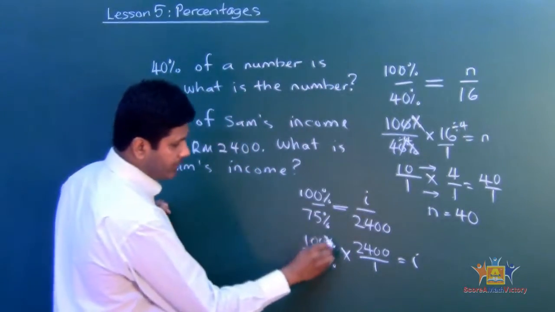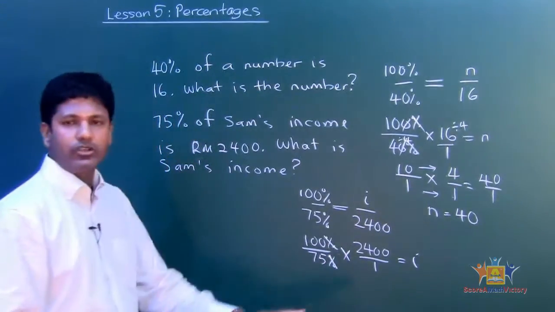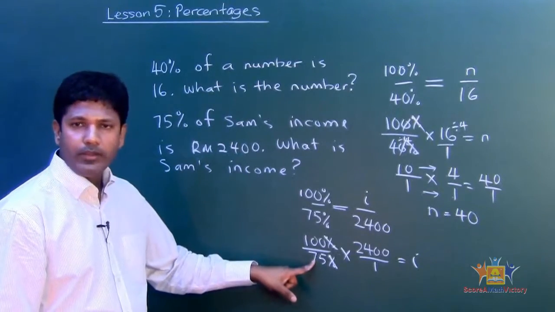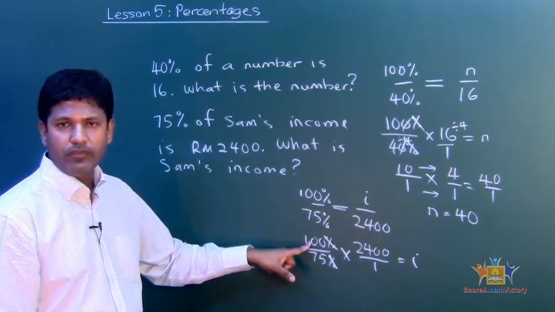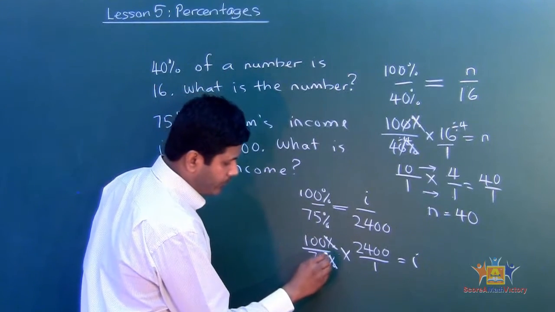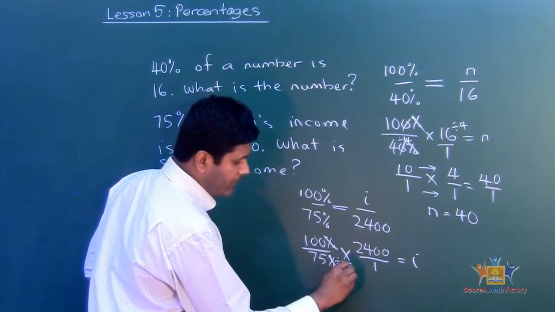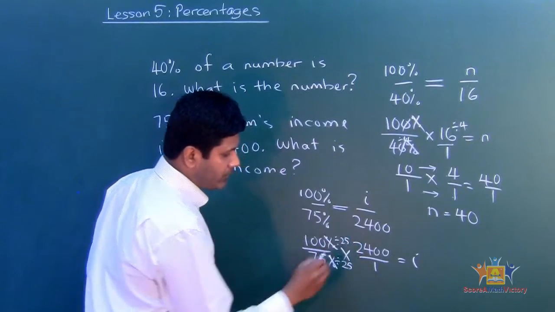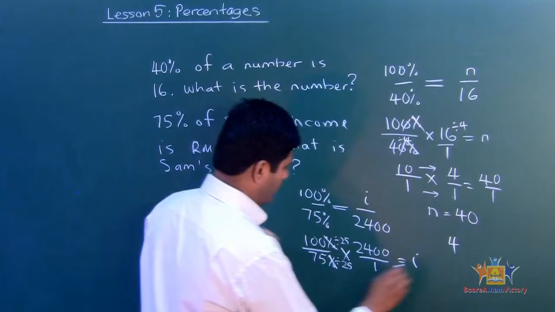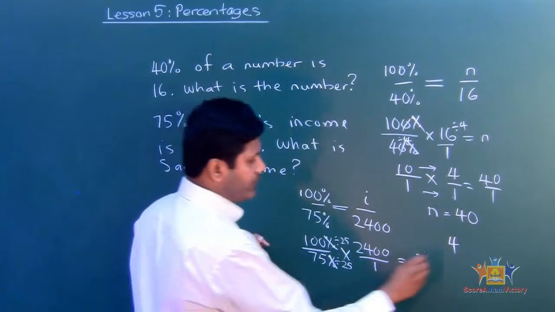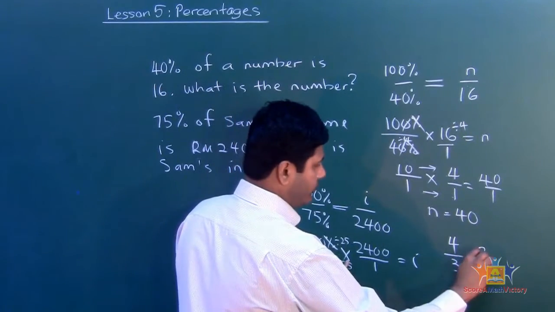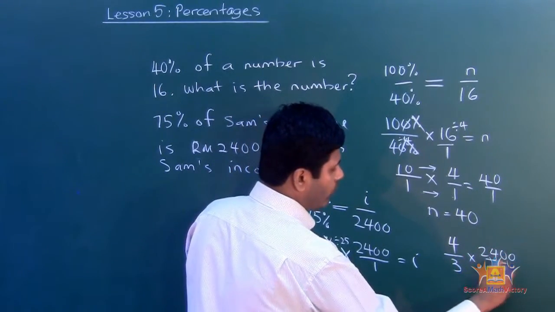First, I'm going to cancel out the percentage. Percentage is gone. I can divide 75 by 25 and 100 by 25. So 75 divided by 25 gives me 3, and 100 divided by 25 is 4. And then I'm going to times it with 2,400 over 1.